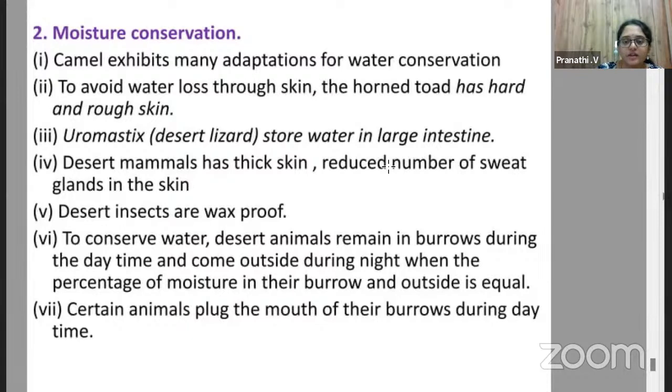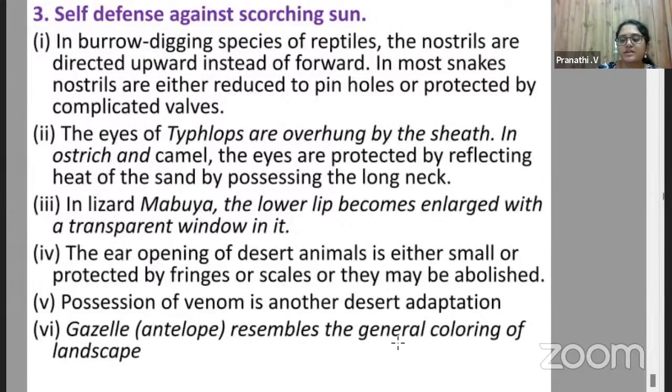So they are all nocturnal creatures, most of them. And certain animals plug the mouth of the burrows during the daytime also, so that there is a certain amount of protection present, self-defense against the scorching sun. So that's what burrow digging reptiles have: noses that are directed upward instead of forward.